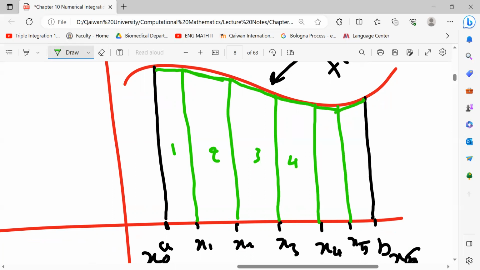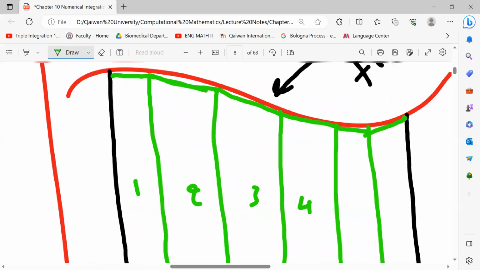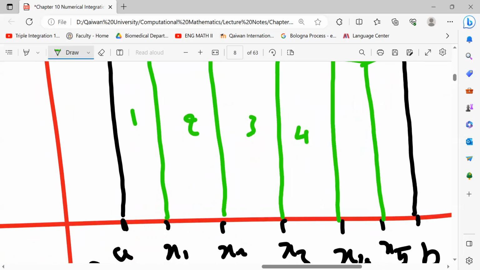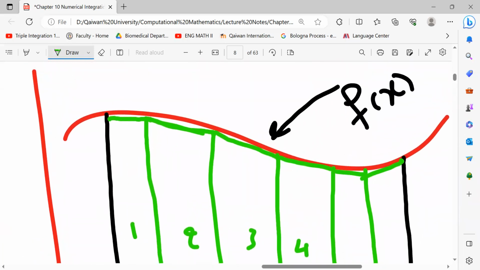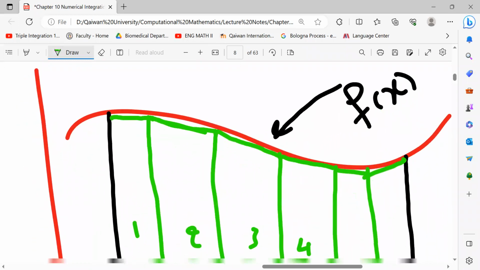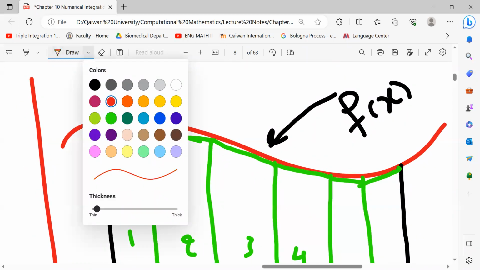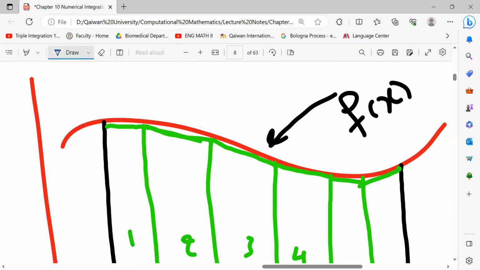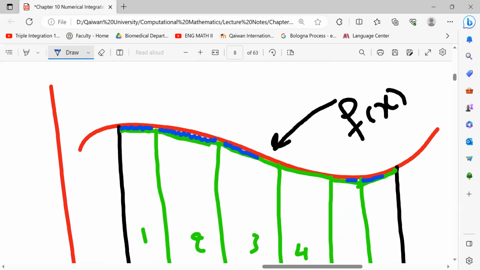Now, look, we need to find the area of these trapezoidal shapes, which is the approximate value of our integration. Look, these are the errors. This is the error. This is error. This is error. We have this error. Okay.